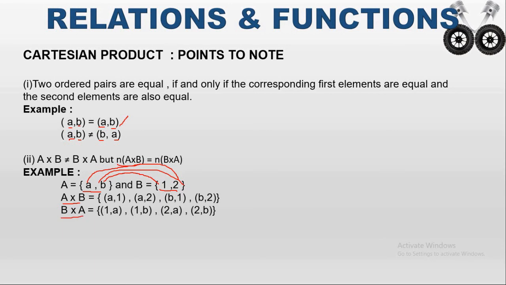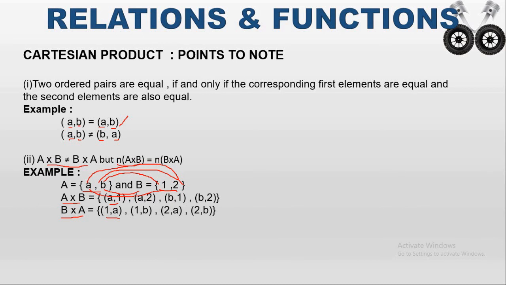Next we have to write the value for B cross A. B cross A means the first element should be the B value, then you write the A value. What is the first element in B? 1. So 1 with a: (1, a), then (1, b). Then what is the second element in B? That is 2. So (2, a) and (2, b). See the first element in A cross B, it is (a, 1). The first element in B cross A is (1, a). So these two are not equal, they are different. So the first condition is satisfied, that is A cross B is not equal to B cross A.